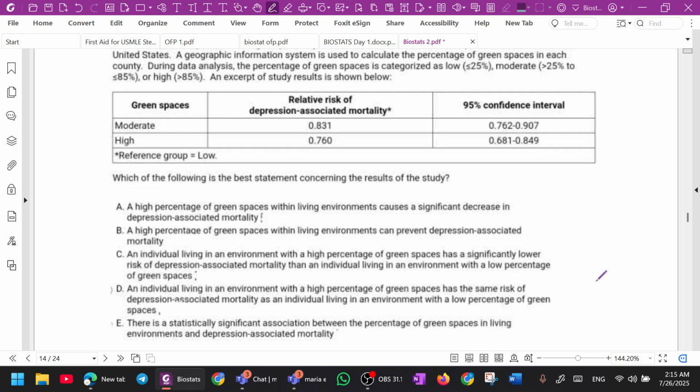Okay, option A: high percentage of green spaces within the living environment causes significant decrease in the depression associated mortality. Before we start, do we understand the question? What do you think the question is asking you? They are asking us, between high percentage and moderate percentage, do people with green space have decreased depression mortality rate, a significant decrease in the mortality rate or not. That's what I got.